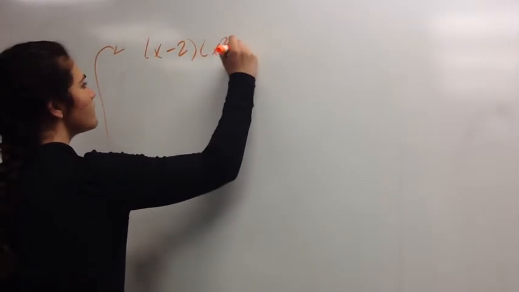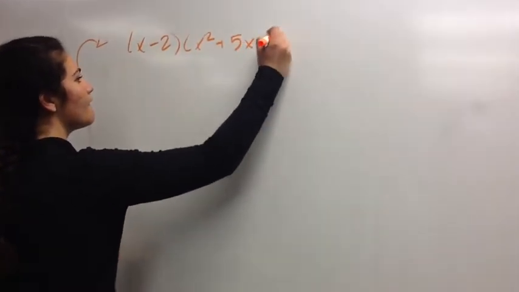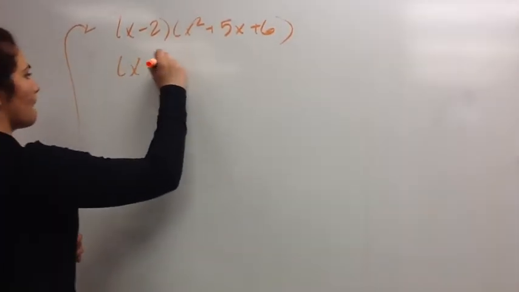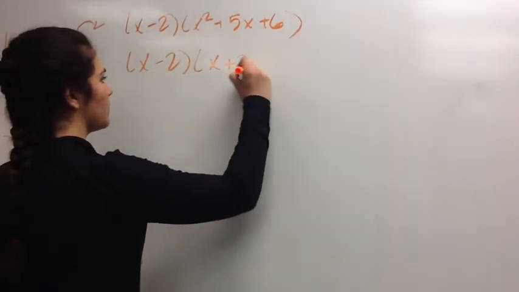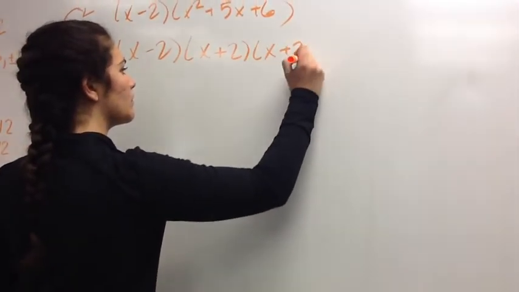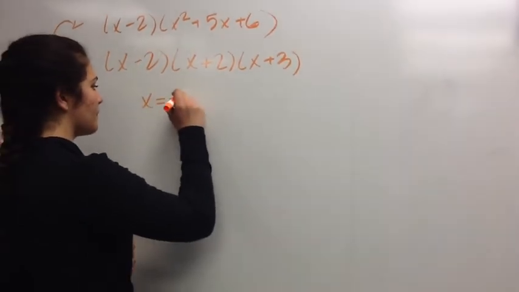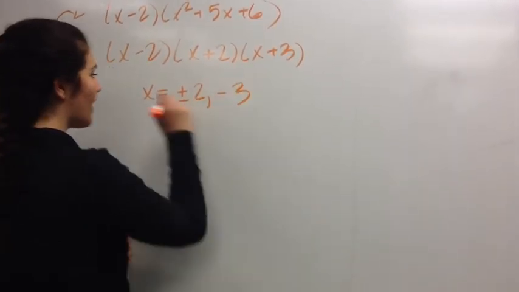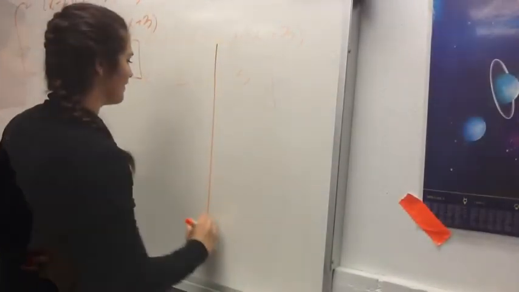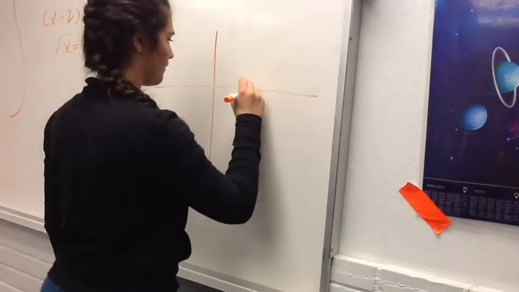After finding 2 as a root, we rewrote the equation with the factor, and we can factor the new quadratic into x plus 2 and x plus 3, and therefore we get the roots of positive 2, negative 2, and negative 3. And finally, we graph the equation.